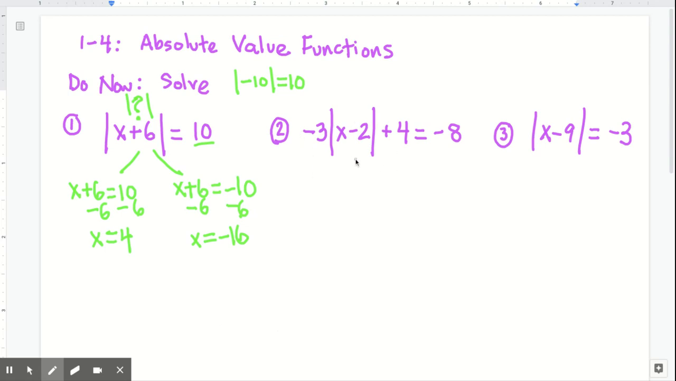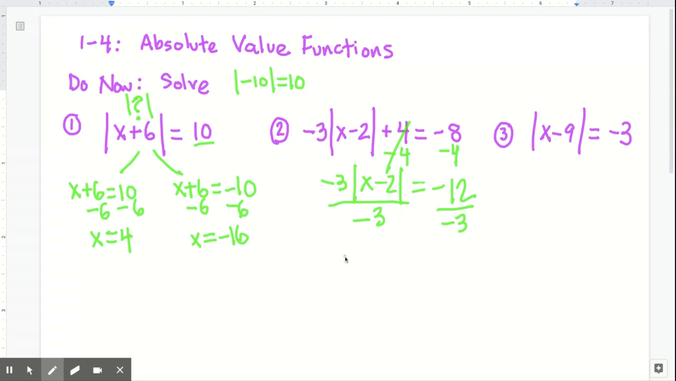When you have a more complicated problem like number 2 right here, you're going to go ahead and get the absolute value by itself first. So you have to isolate the bars. I'm going to start by subtracting that 4 over. When I do that, I'm going to have a negative 12 on the other side. Now at this step, kids will sometimes want to distribute in that negative 3. You cannot distribute into an absolute value. What you need to do instead is cancel it out by dividing both sides by negative 3.